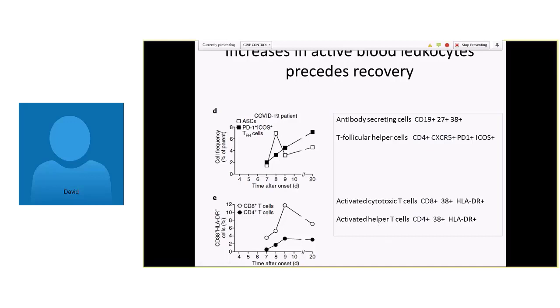Cytotoxic T cells, those are the CD8s, and helper T cells are also increasing, and they are looking for the subset of the activated cells because they express CD38 and HLA-DR, which is a major histocompatibility complex type 2 molecule. So essentially what this is saying is that as a patient goes through the course of their infection, they have an increased level of antibody production and an increased level of active cells, as well as the T follicular helper cells.